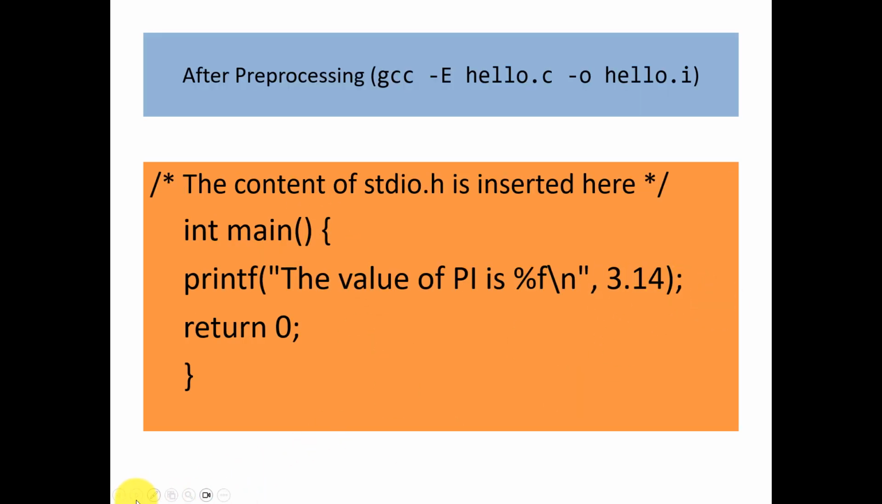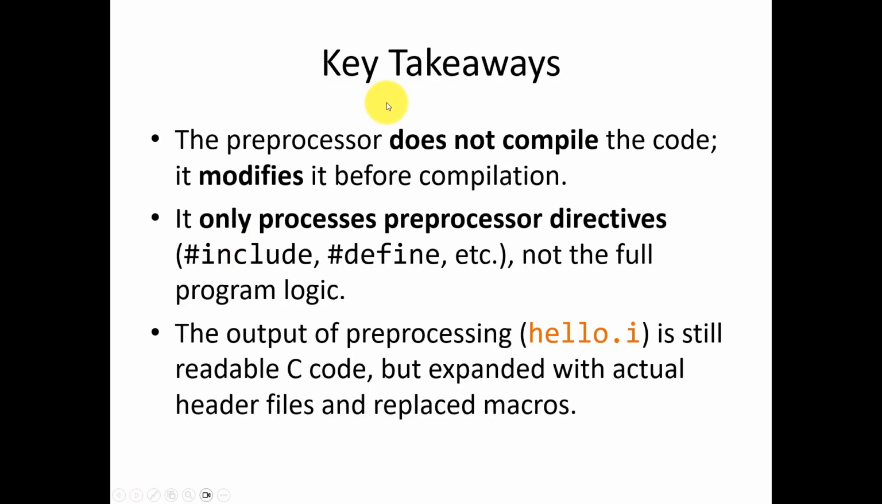So this is the preprocessing, and let's take some key takeaways from it. The preprocessor does not compile the code. It modifies it before compilation. It only processes preprocessor directives such as include and define, not the full program logic. The output of preprocessing is still readable C code, but expanded with actual header files and replaced macros. The file which will be created behind the scenes will have the extension .i.